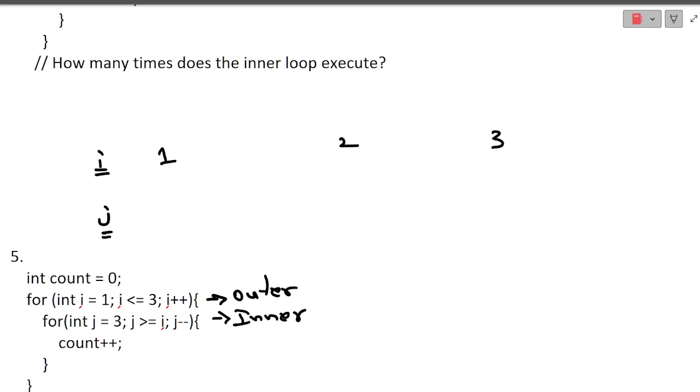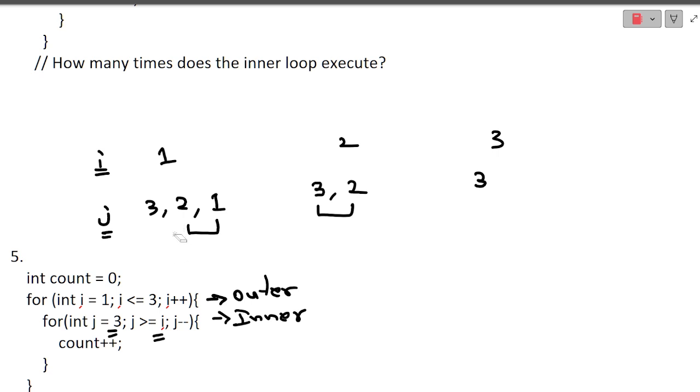So i is 1, 2 and 3. And my j, here it says my j starts from 3 but it reaches till i, and every time it is decreased. So the value of i is 1, so it will start from 3 and reach till 1, and every time it is decremented. So 3 minus 1, 2. 2 minus 1, 1. Then again it will start from 3 and reach till i, and it will start from 3 and remain here only.